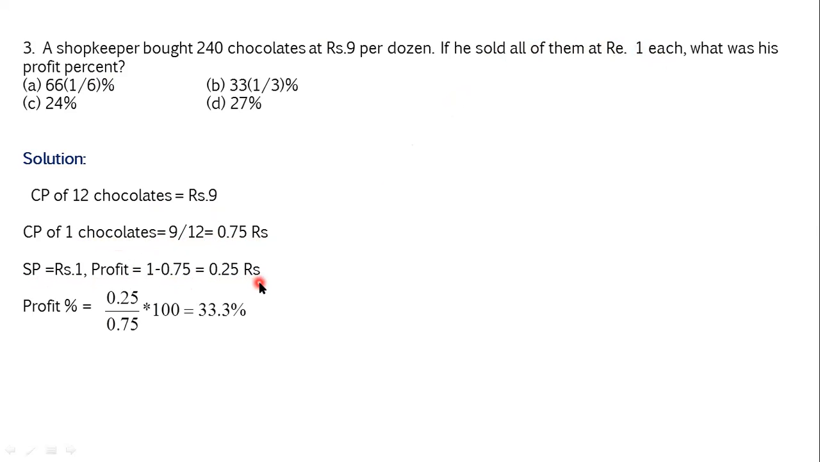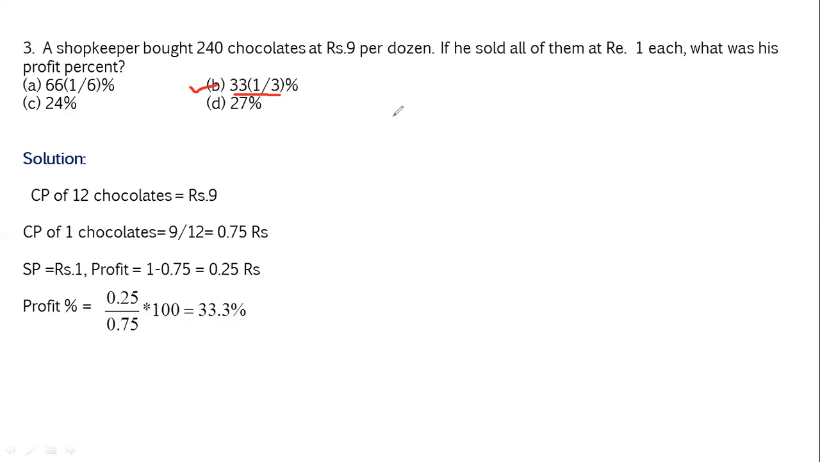So if you know the profit, you can calculate profit percentage. Profit percentage is equal to profit divided by CP into 100. So 0.25 divided by 0.75 into 100, it will be 33.3. So what will be the option? Option will be option number 2, that is B, 33.3. So 1 by 3 will be 0.3.